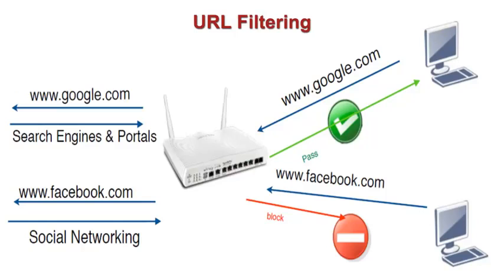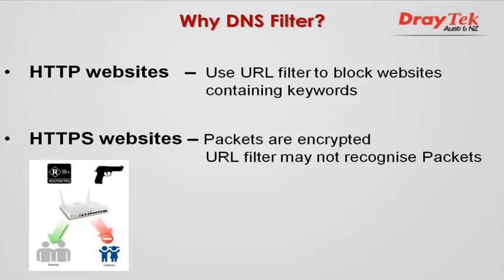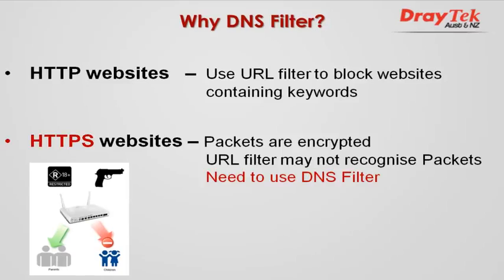In this video I will describe how you can use the URL filter with the DNS filter to block a HTTPS website. For HTTPS websites, we can just use the URL filter to block websites with certain keywords in its URL. But with HTTPS websites, the URL filter may not recognize them since the packets are encrypted. Therefore, we have to use the DNS filter.